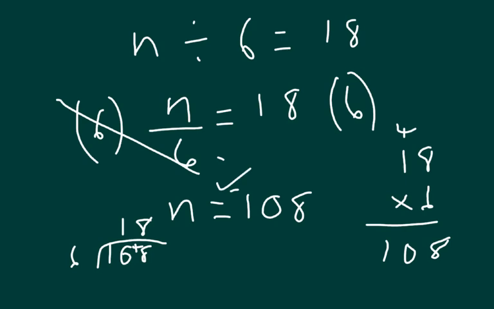So remember, copy down the problem. If you have to convert from the division symbol to the bar, do it. Use the property of equality, get the answer, and check your answer. It's really 4 steps. Copy the problem, use the property of equality, do the arithmetic, check your answer.